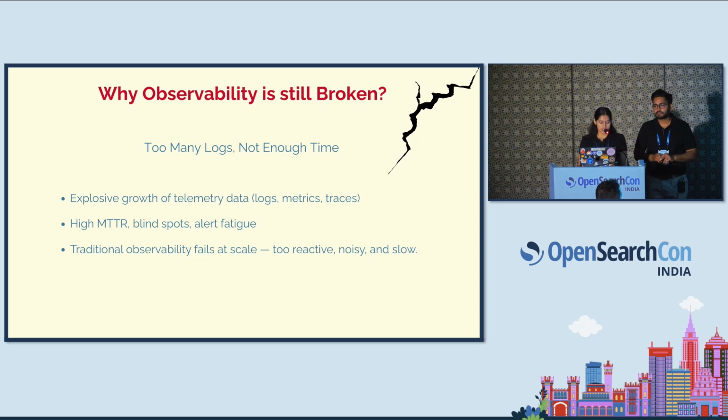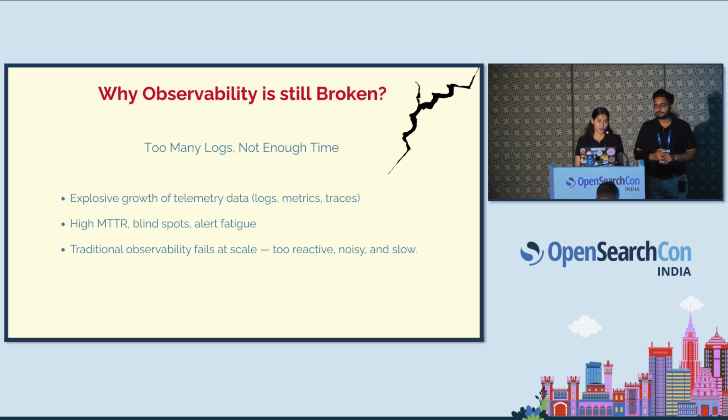Second, this leads to long mean time to resolution. Eventually, the engineers are stuck scrolling through endless logs, cross-referencing dashboards, and guessing the root cause. Blind spots become inevitable because no one can manually analyze every signal fast enough. And when you add alert fatigue into the mix, with noise and irrelevant alerts, teams start ignoring even the important ones. Finally, the traditional observability approach is reactive.